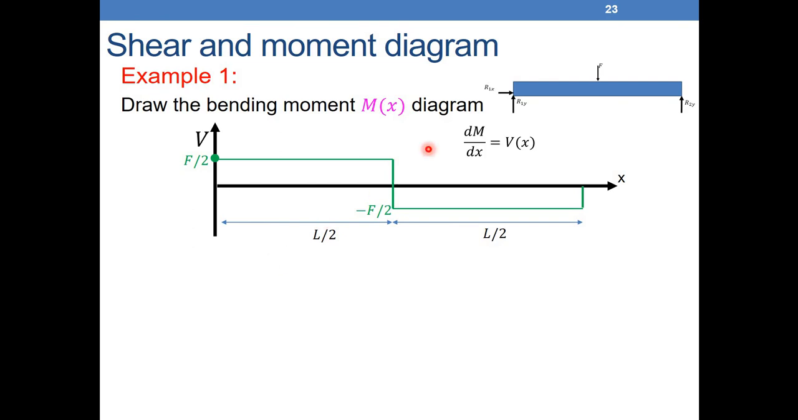Now let's check the same, but for the moment diagram. After we found the shear force diagram, the objective is to find the internal bending moment diagram, knowing that dM over dx is equal to V of x.